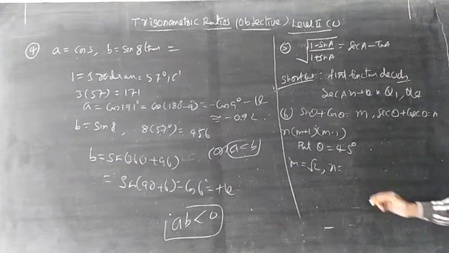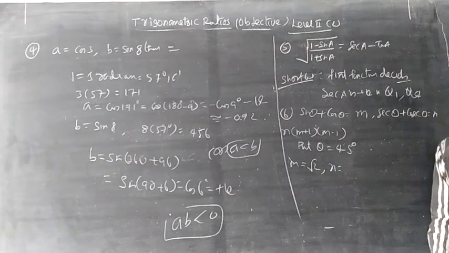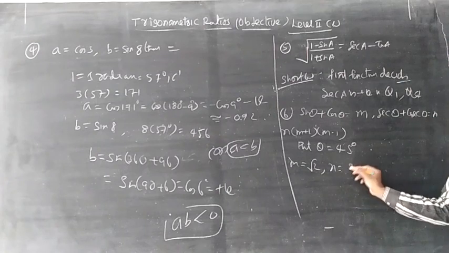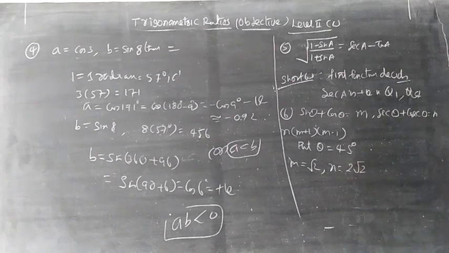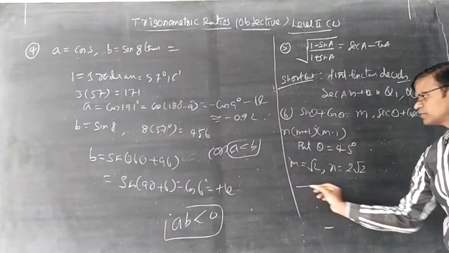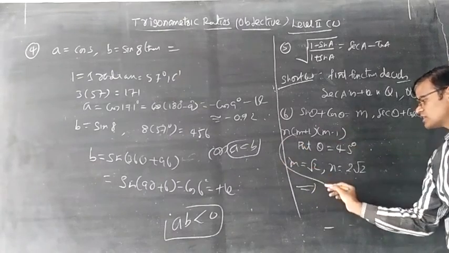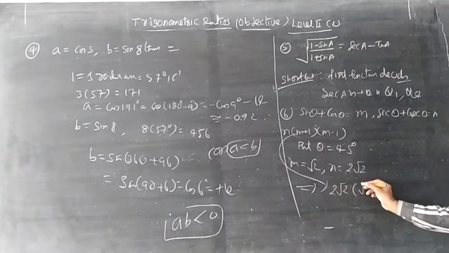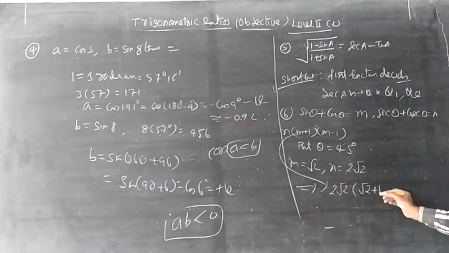Next, secant plus cosecant, n also. Simply substitute the value 45. Secant 45 is root 2 plus cosecant 45 root 2. Root 2 plus root 2 is 2 root 2. Substitute here. What is the value of n? 2 root 2. And m plus 1 meaning root 2 plus 1.